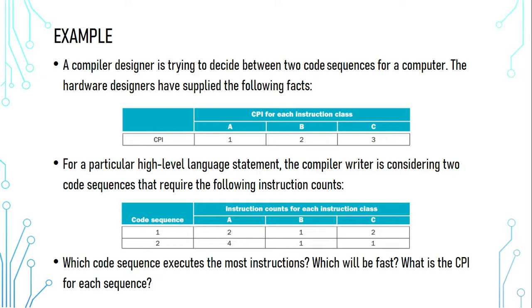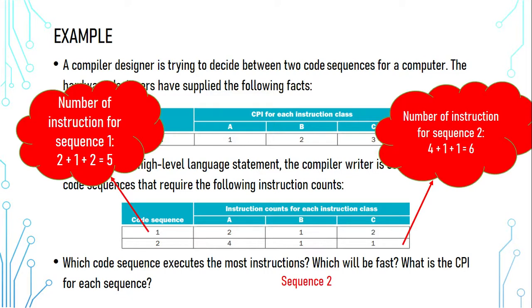Question number 1. Which code sequence executes the most instructions? To answer this question, we can easily sum the numbers of instructions of different classes required for each code sequence, which shows that sequence number 2 executes the most instructions.